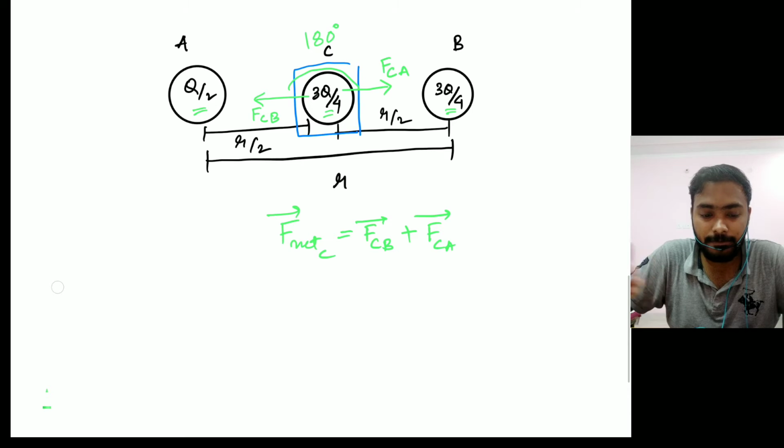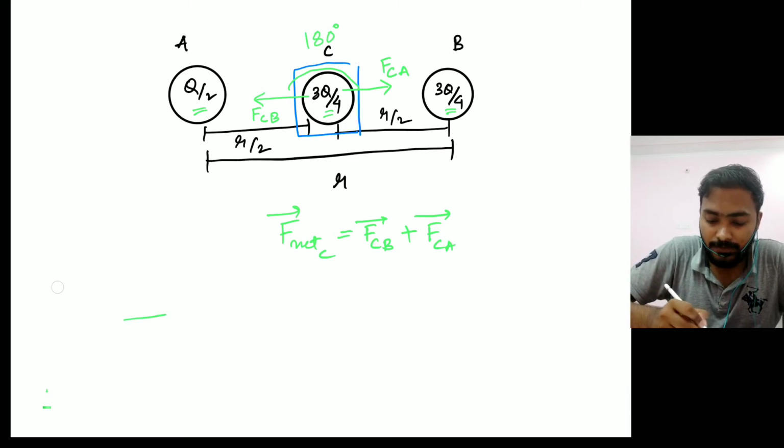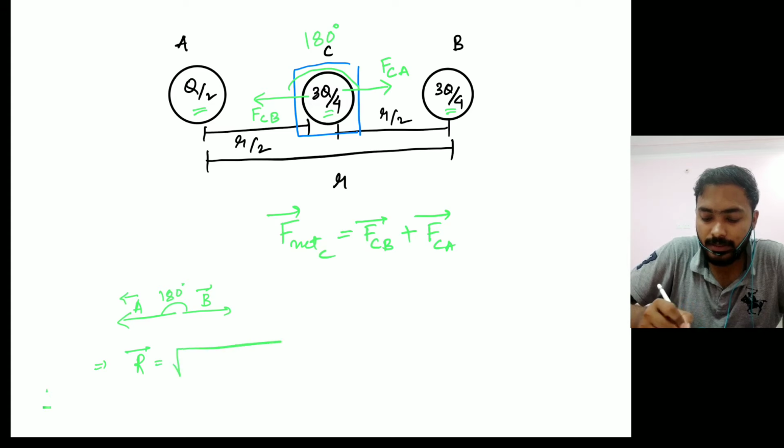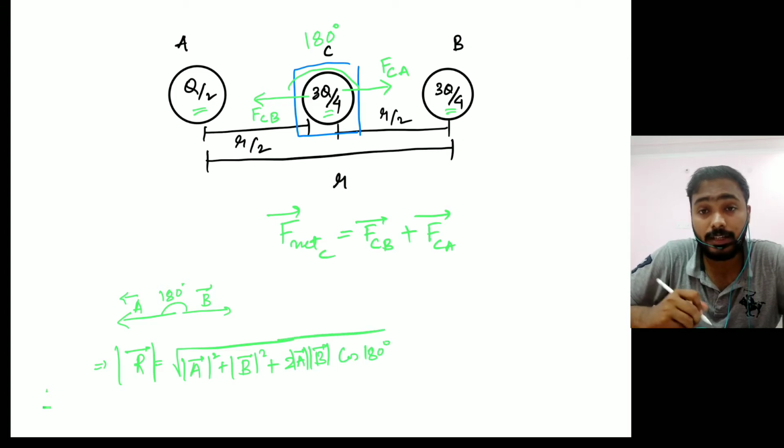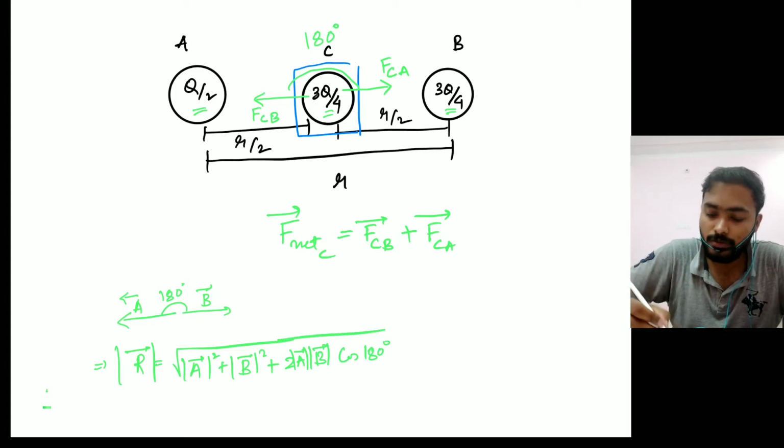So if we remember the vector addition, let's say I have a vector a in that direction and a vector b in that direction, and the angle between them is 180 degrees. Then the resultant vector, I'm talking about the magnitude here, will have a magnitude squared plus b magnitude squared plus 2 a magnitude b magnitude cos of 180 degrees. Now cos 180 is -1. For all those who do not know, cos 180 is -1.